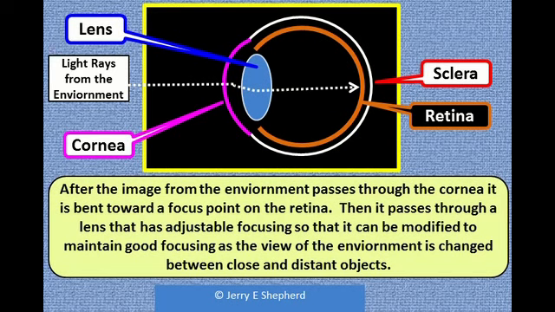After the image from the environment passes through the cornea, it is bent toward a focus point on the retina. Then it passes through a lens that has adjustable focusing so that it can be modified to maintain good focusing as the view of the environment is changed between close and distant objects.